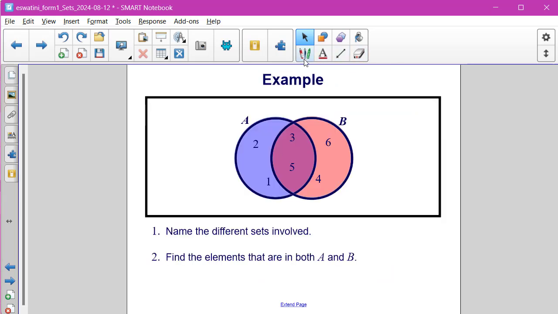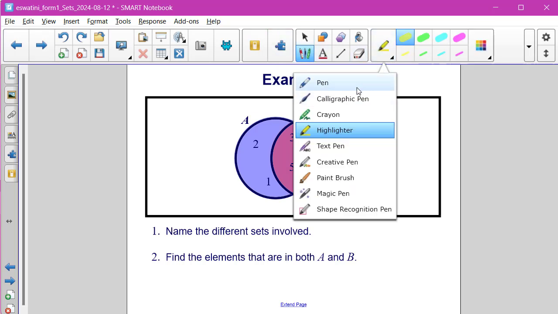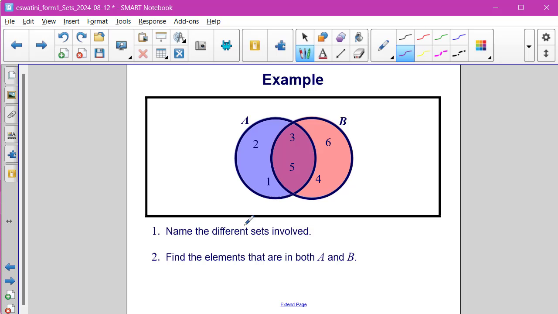Here's another example. This time we already have a Venn diagram constructed, and we have to name the different sets and identify elements to answer these questions. So let's start with number 1. Name the different sets involved. Well, we have a set A and we have a set B.